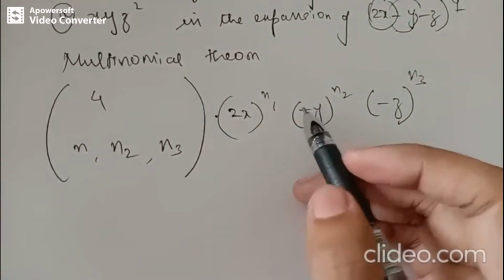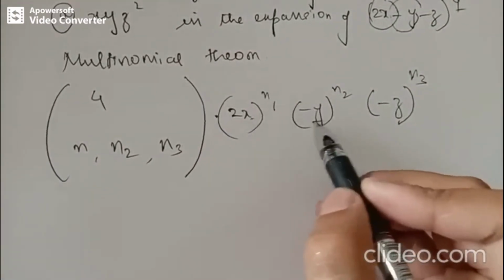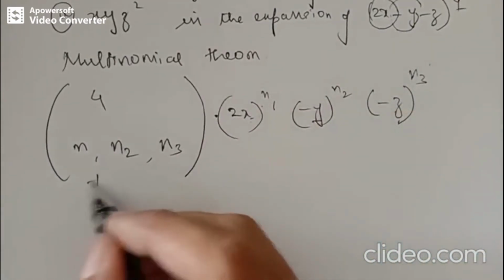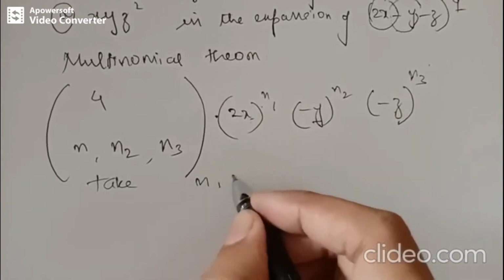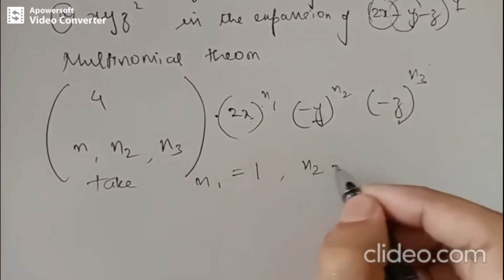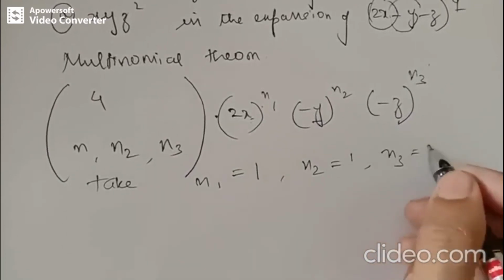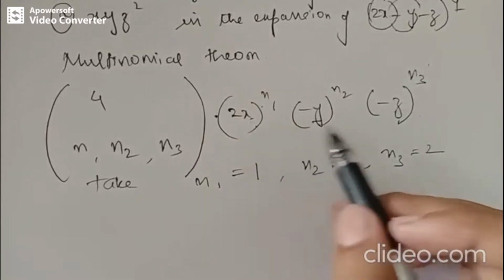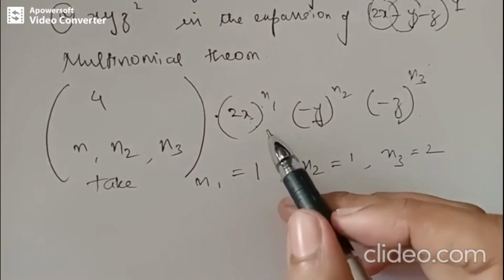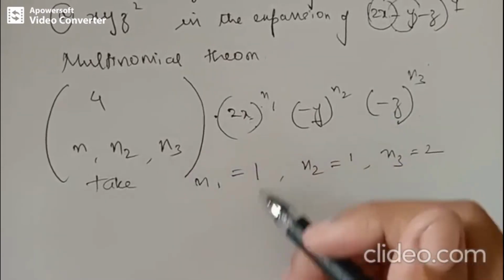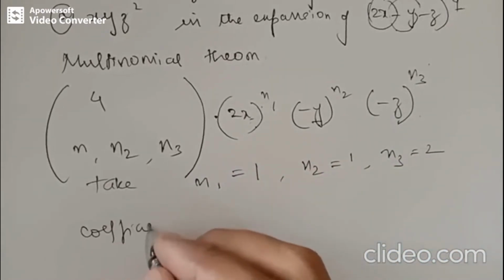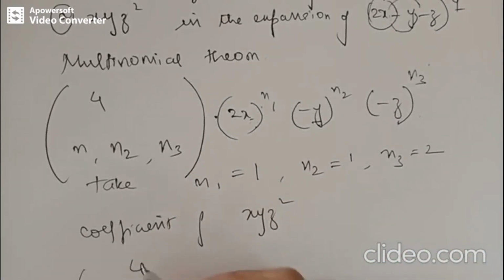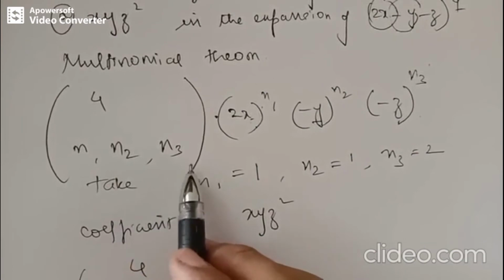Okay, so now see, we want x y z square. So what should be the respective values of n1, n2 and n3? Let's take n1 is 1, n2 is 1 and n3 is 2, right? Why? Because we need x y z square. So while we calculate the coefficient of x y z square, the remaining terms will be the coefficient. So I will be writing here the coefficient of x y z square is 4 and substitute the respective values of n1, n2, n3 over here.